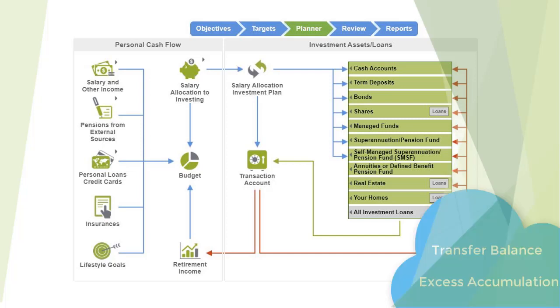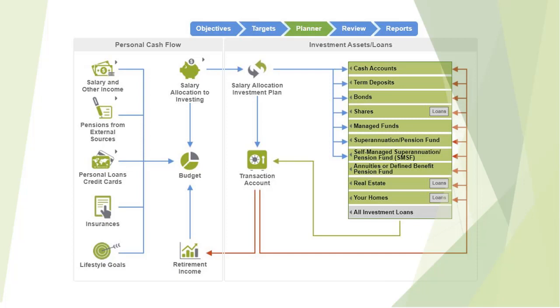Where the fund exceeds the transfer balance cap, the drawdown of the excess accumulation funds is nominated as a separate drawdown value. Where there are insufficient funds to service the nominated retirement income, real estate may be sold and the funds reallocated to suitable investments.